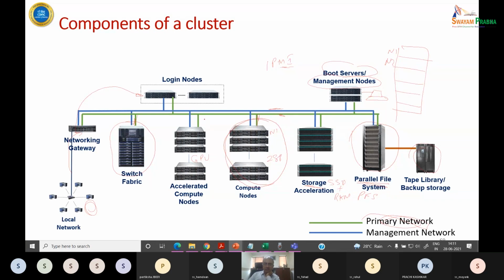Okay. Any questions about this? I couldn't understand why we need a parallel file system and not a network file system. Why will the network file system not work?